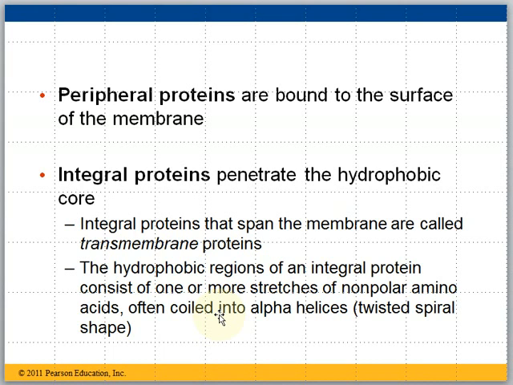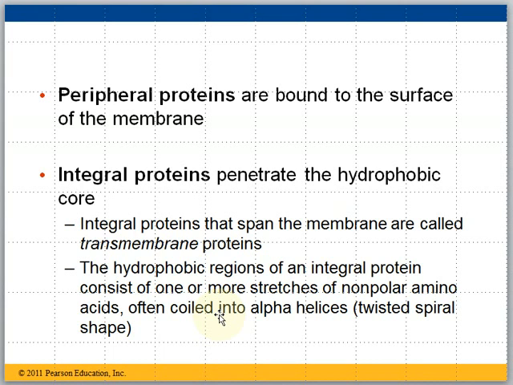And then the other ones are called integral proteins. And these actually penetrate the hydrophobic core of the bilayer. In other words, they pass all the way through, and so there's usually a portion sticking outside of the cell and inside of the cell. And these integral proteins are also called transmembrane, trans meaning across, so they cross the entire membrane. And they usually have a hydrophobic region toward the inside, and a hydrophilic region toward the outside.